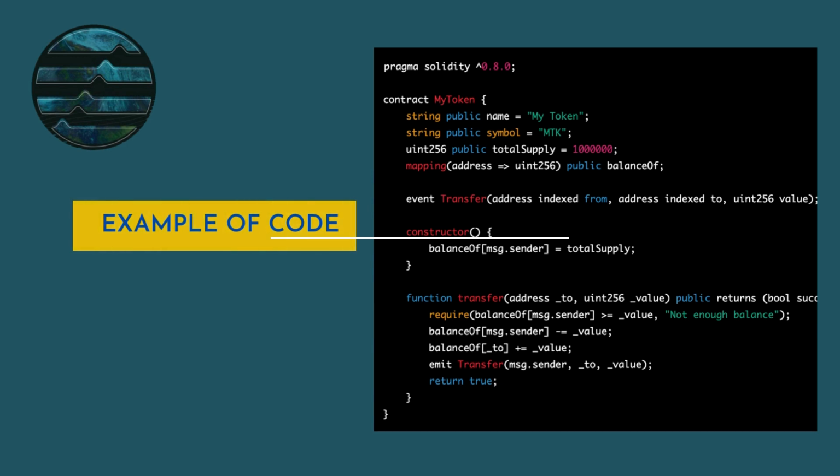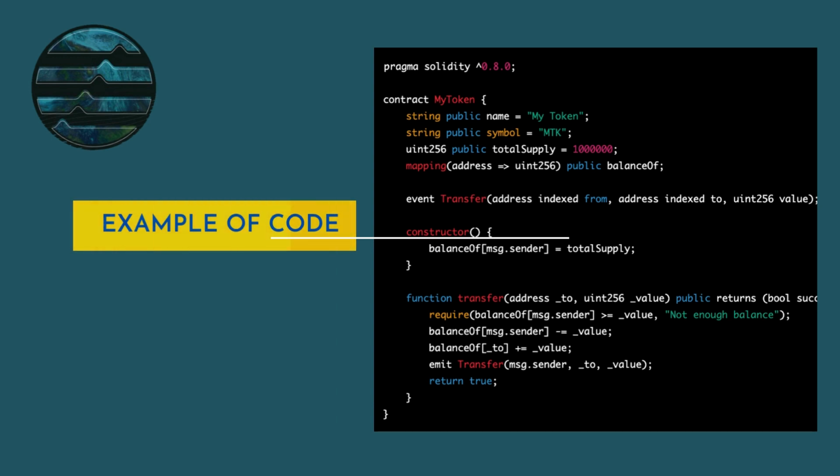When a transfer occurs, the function first checks that the sender has enough tokens to transfer. If they do, the tokens are subtracted from the sender's balance and added to the recipient's balance. Finally, an event is emitted to notify any interested parties of the transfer.